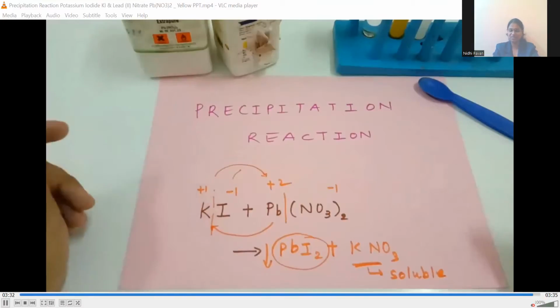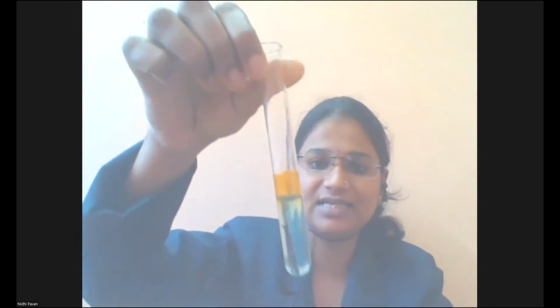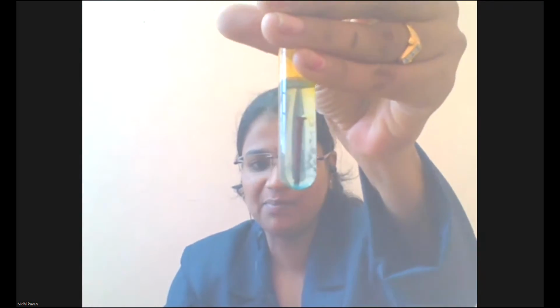For displacement, we did a demonstration activity. For double displacement, we watched a video based on the activity. So let us see our reaction. Yes, now you can see clearly the deposition of copper on the iron nail. See, it has completely turned brown. So this is not rusting. This is a deposition of copper on the iron nail.